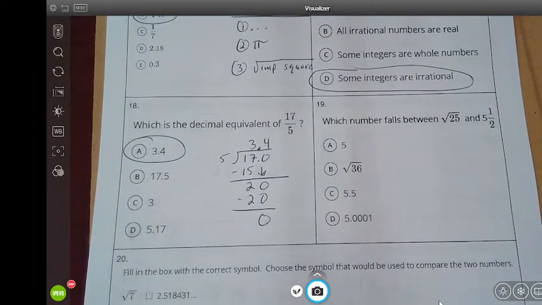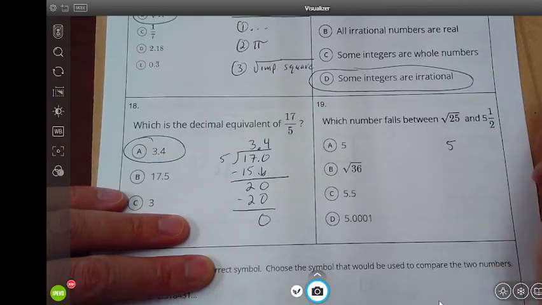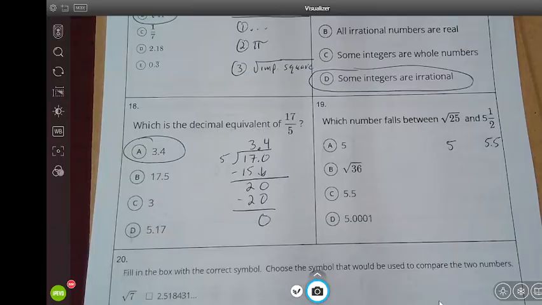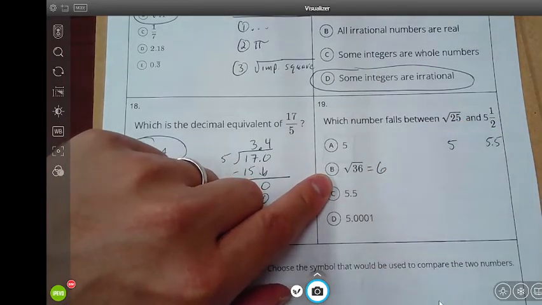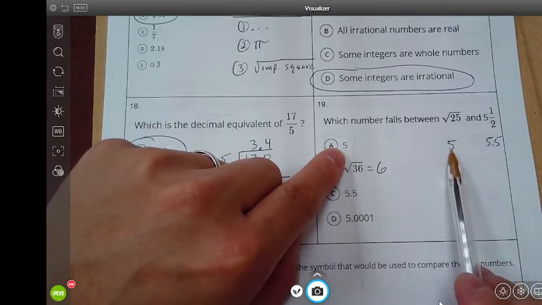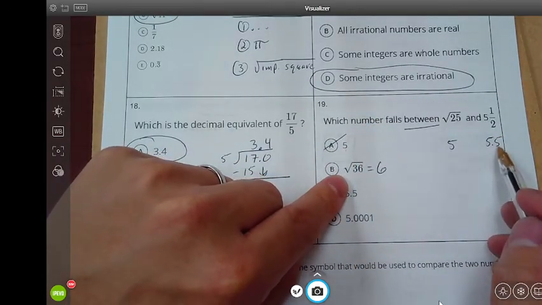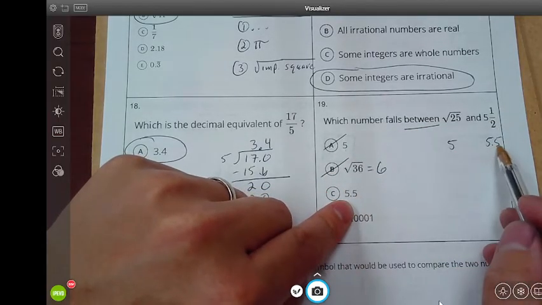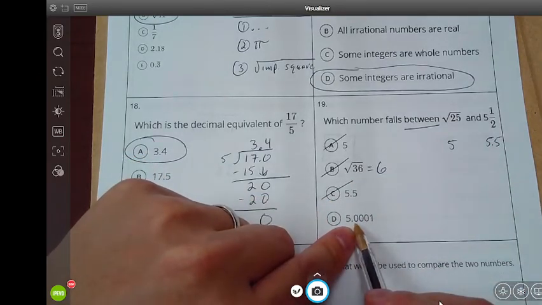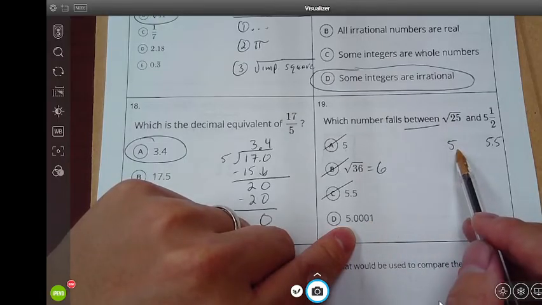All right, which number falls between the square root of 25, which is 5, and 5.5? So which number is between 5 and 5.5? This right here is 6. Okay. All right, so 5 isn't between 5 and 5.5. It's right at 5. It has to be between. So it's not 5. 6 is bigger than 5.5. 5.5 is not between, right? It is 5.5, so it's not between here. But 5.0001, that is bigger than 5 and it's smaller than 5.5.